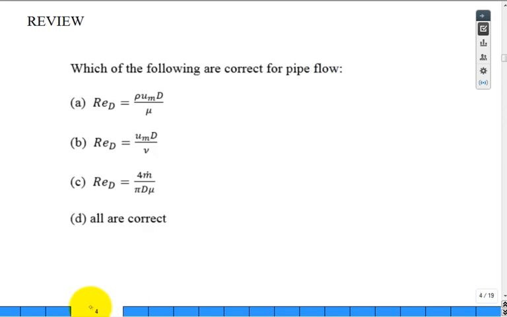All right. Another review question. Let's just throw it out there. Which of these are correct for the pipe flow? Is it A, B, C, or D? So is it rho u_m D over mu, or u_m D over nu, or 4 m dot over pi D mu, or all of them are correct? Either one.